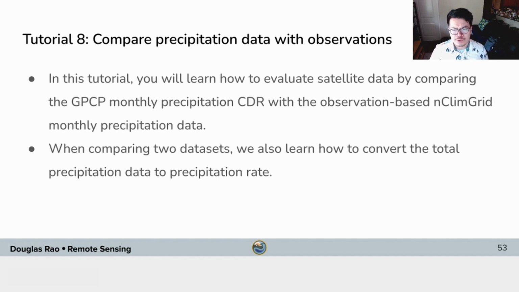In this tutorial, you will learn how to evaluate satellite data by comparing the GPCP monthly precipitation climate data records from NOAA with observation-based climate precipitation data, which is gridded observation of both temperature and precipitation, called Unclimb Grid Monthly. When comparing the two datasets in the tutorial, you will also learn how to convert the total precipitation data to precipitation rates. That's trying to make sure the comparisons are performed on the same physical parameter. This is also important information to ensure during the comparison and evaluation process.